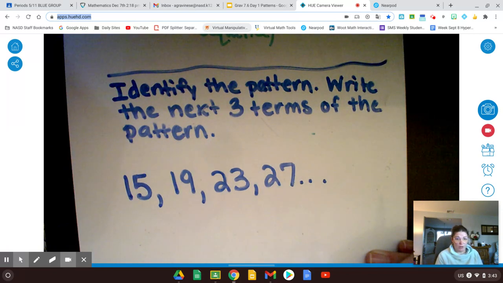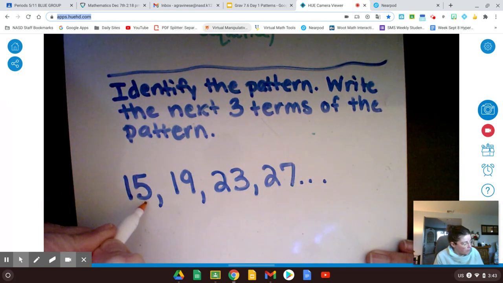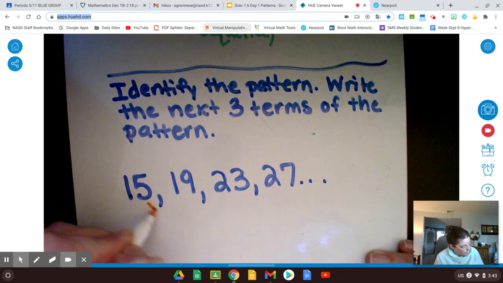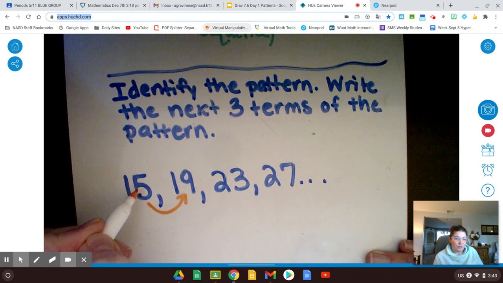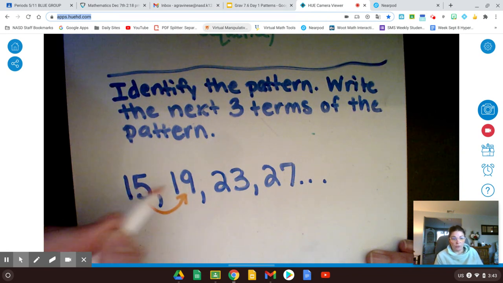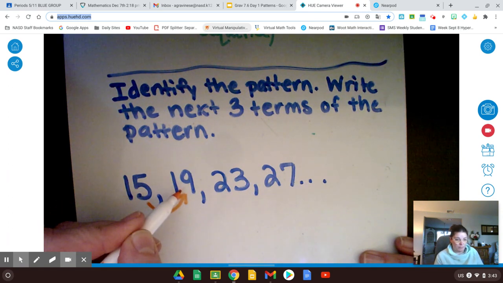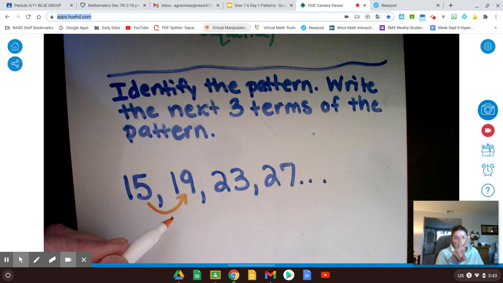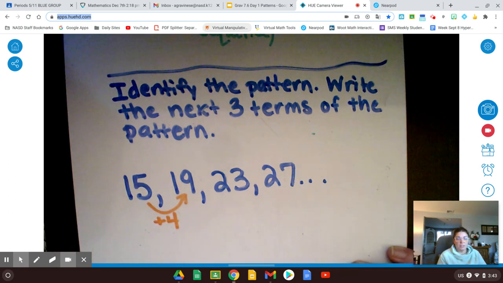How can I figure out what we're doing and how much we're getting bigger by? By doing the opposite of what you think. So to get from 15 to 19, what am I adding to 15 to get up to 19? Well, you can either subtract the two numbers or you can count up. So from 15 to 19: 15, 16, 17, 18, 19. I'm adding 4 to 15 to get to 19.